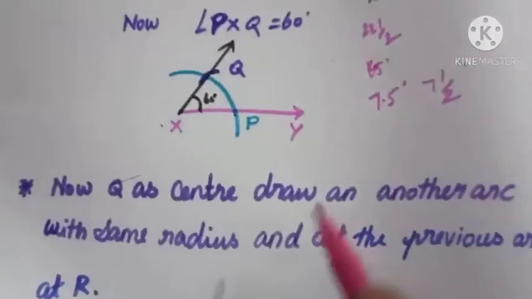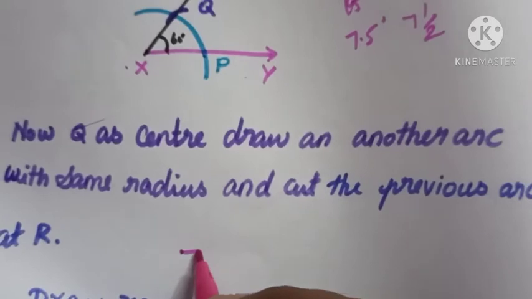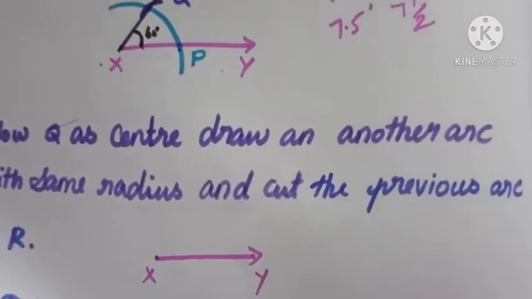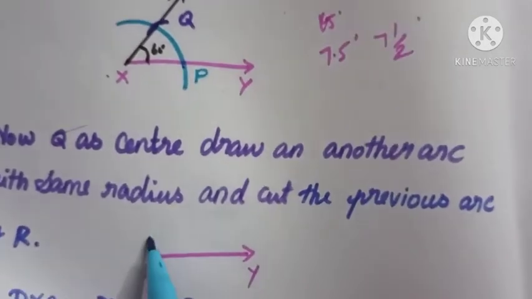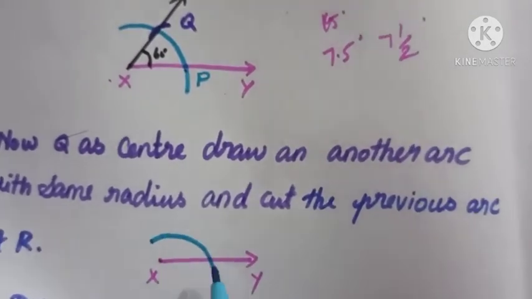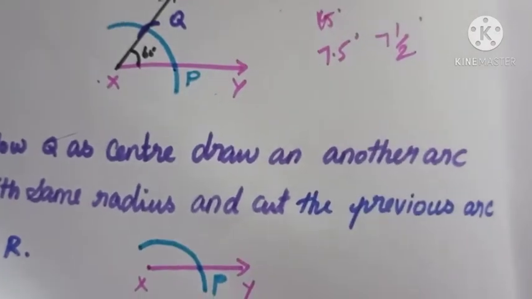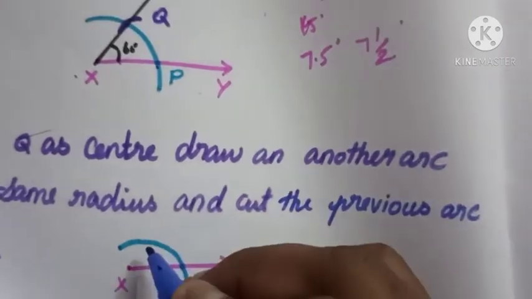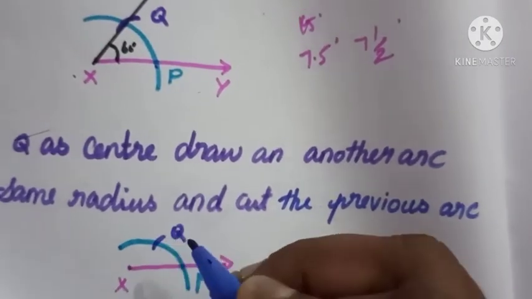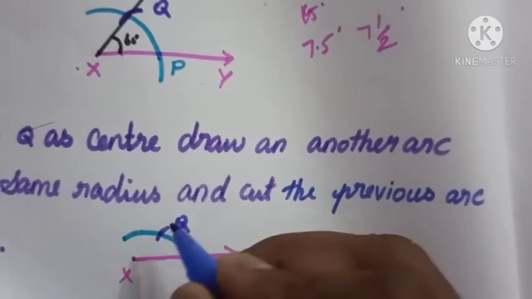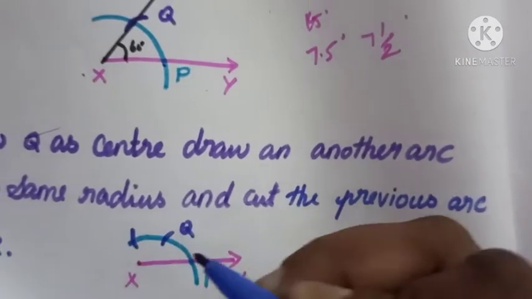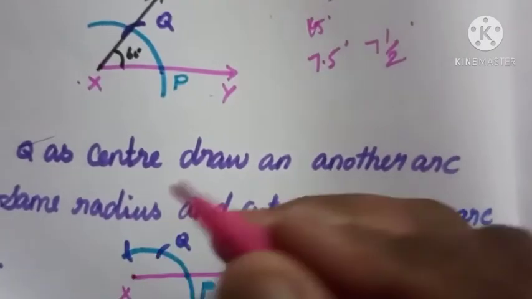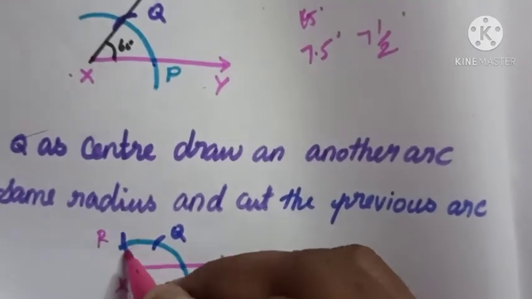I just mentioned, first you draw the ray like this, XY, and we need to draw an arc like this, intersecting at P, and another arc we need to draw to cut this arc, with the same radius, that is Q. With Q as center you can draw another arc, cut it here, and you join this as PQR. This is R and you join like this.